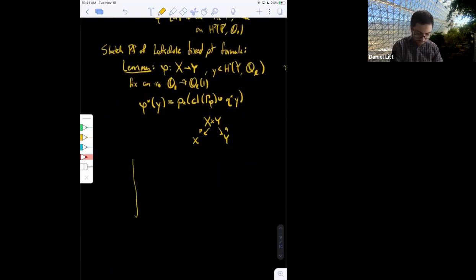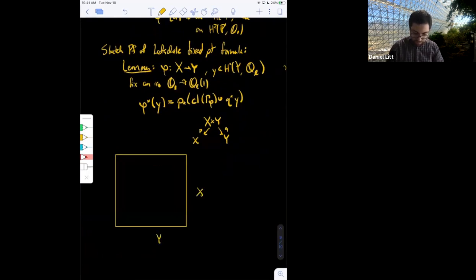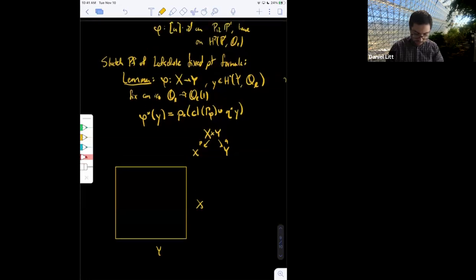The picture of this lemma is as follows. Here we have X and here we have Y. Usually you put the Y-axis vertically. And then the graph of a function looks like this. So how do we actually realize the function? Given a point of X, you go up to the graph and then you project down to Y. Okay, so what is this saying?